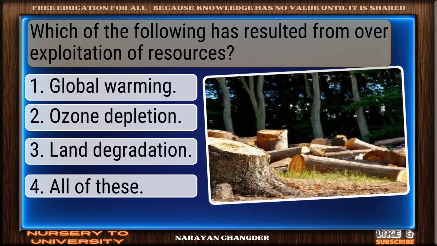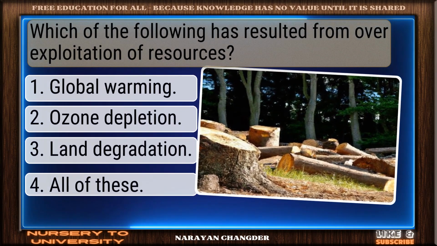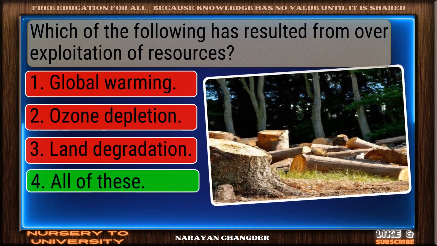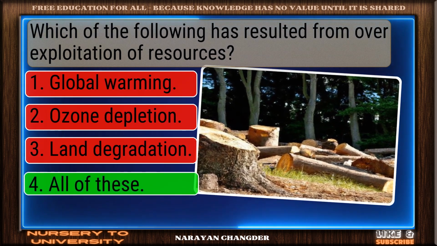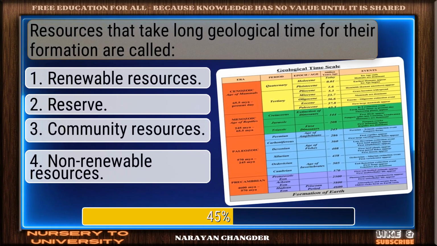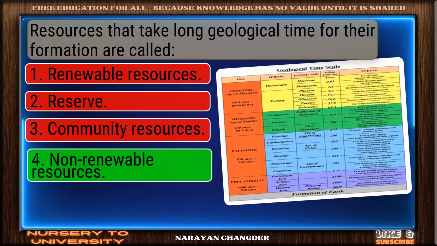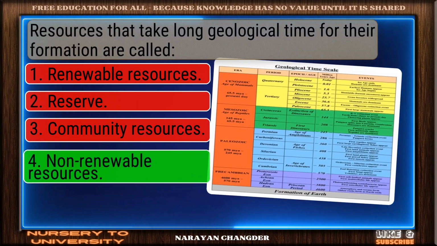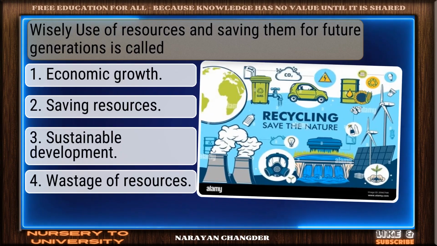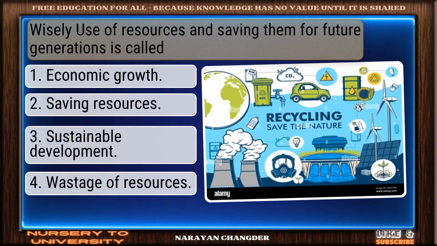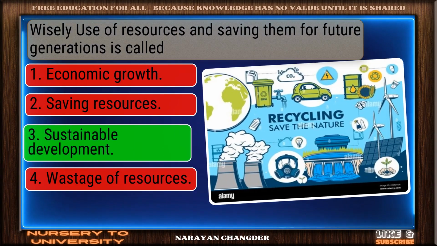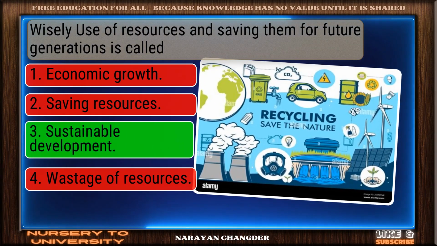Which of the following has resulted from over-exploitation of resources? Bravo. All of these is the answer. Resources that take long geological time for their formation are called. Smart pick. Non-renewable resources is correct. Wise use of resources and saving them for future generations is called. Great thinking. Sustainable development is right.